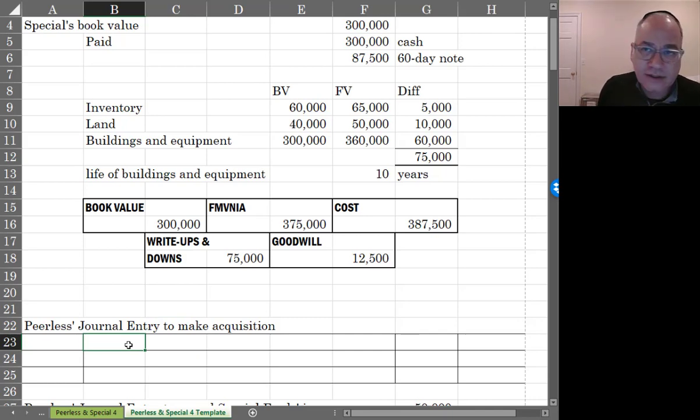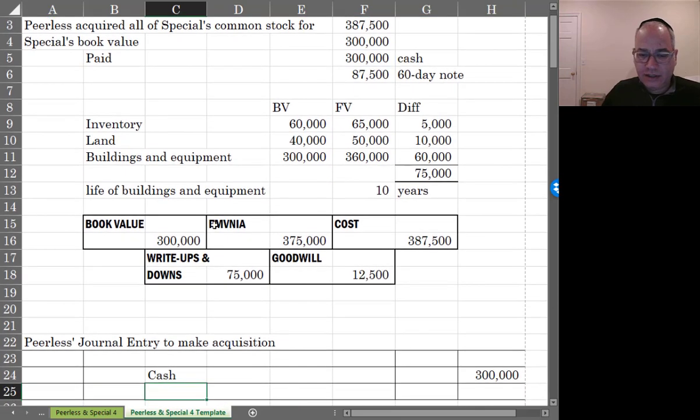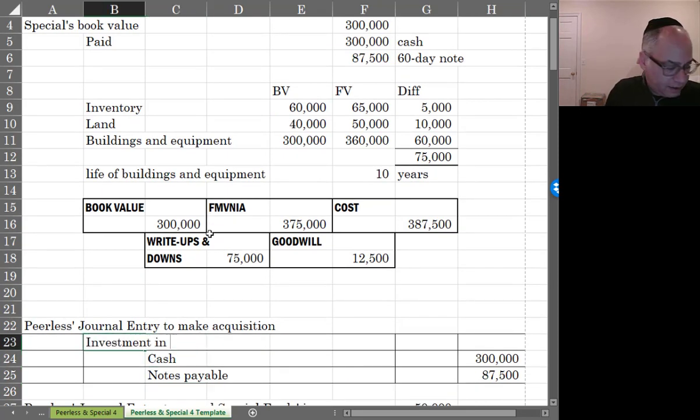By the way, if you like Peerless, you should get used to it, because Peerless and Special are going to appear throughout chapter 12, I think. Yeah, Peerless, like making international acquisitions in chapter 12. Anyway, so the acquisition would be a credit to cash on the books of Peerless, of course, for $300,000, and then a notes payable for $87,500, and the debit would be investment in Special Foods stock for $387,500, and that's the same number as that.